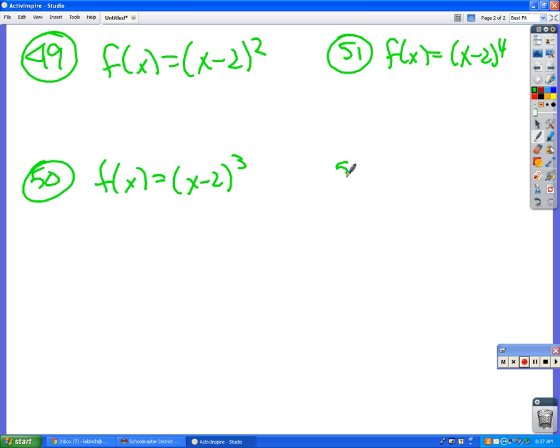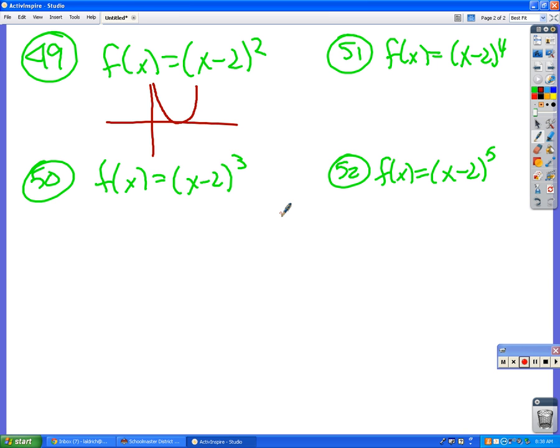The answer to every single one of these is going to be 2. What you're asked to figure out here is what kind of effect the exponent has on the graph. So if you have x minus 2 quantity squared, the answer is going to be 2, and since it's squared, it's going to look like a parabola just touching at 2.